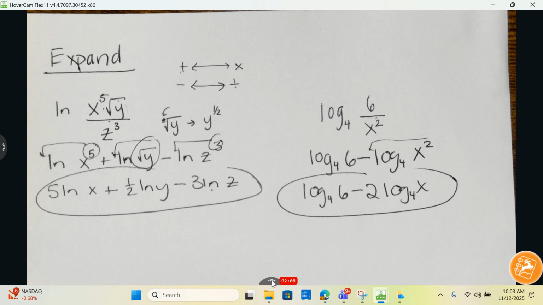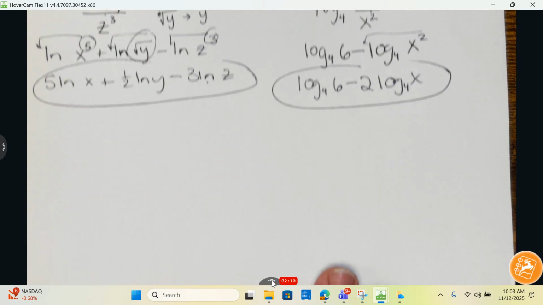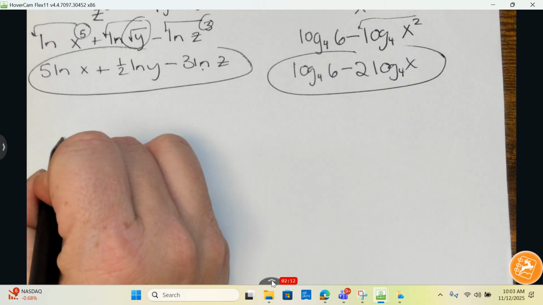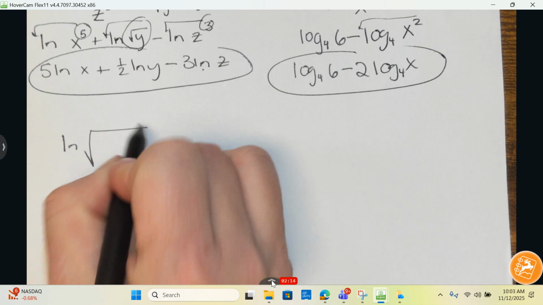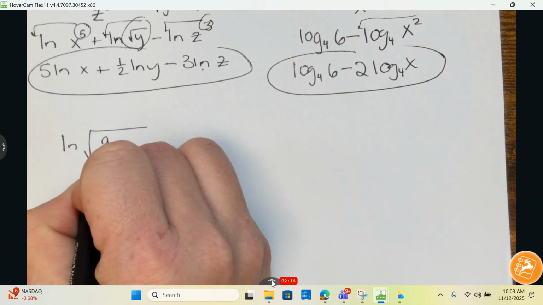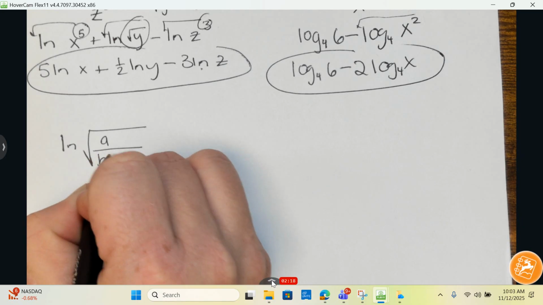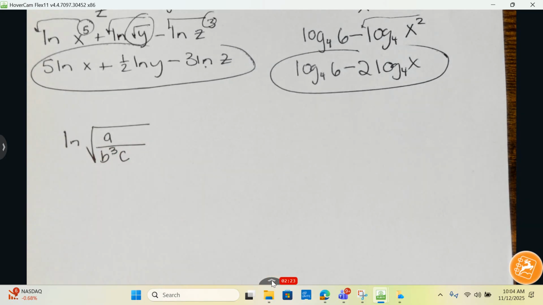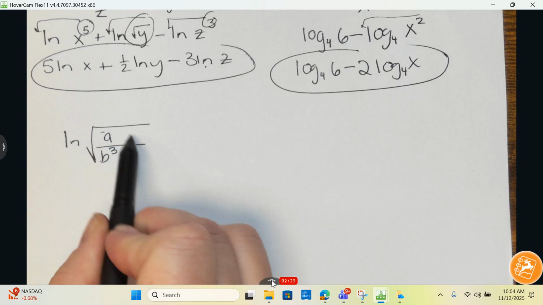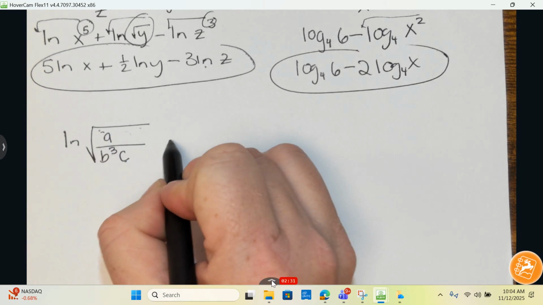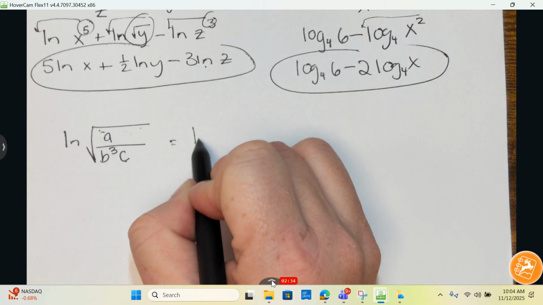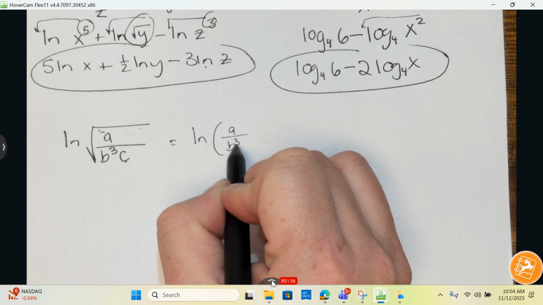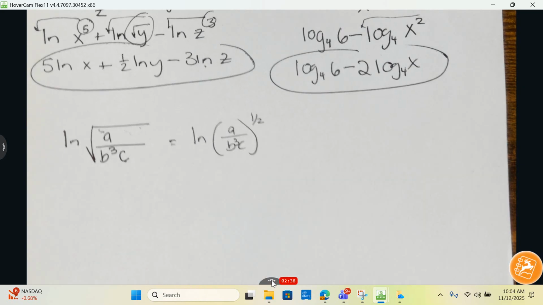Let's look right now at our third example. Our third example will be much more difficult. We have the ln of the square root of a divided by b to the third c. The first thing I'm going to do here is rewrite this portion of the expression with a 1/2 as the exponent. So the ln of a over b to the third c, all raised to the 1/2.